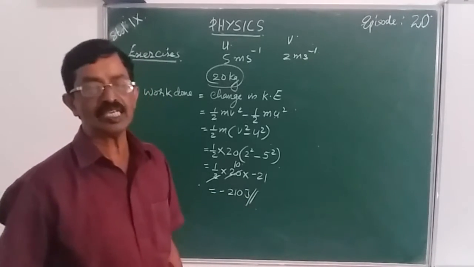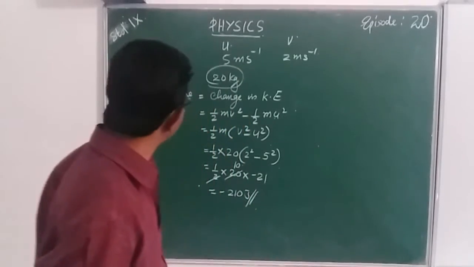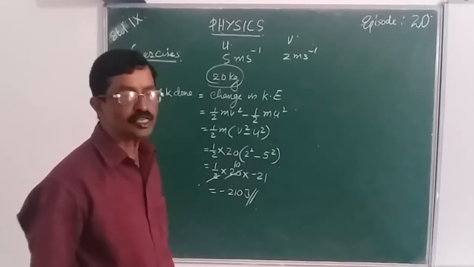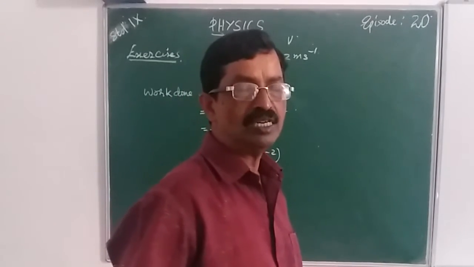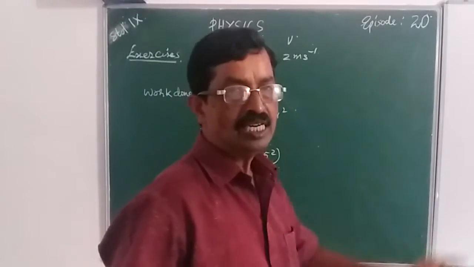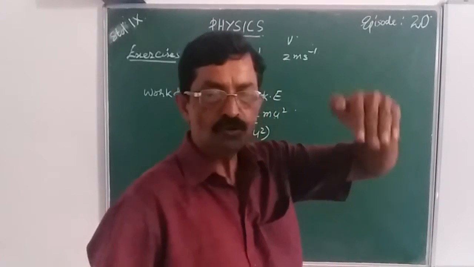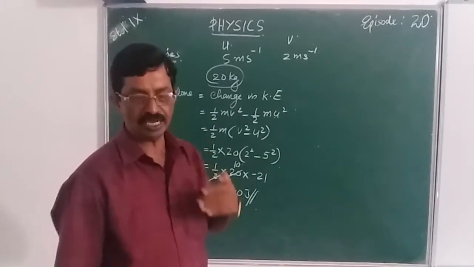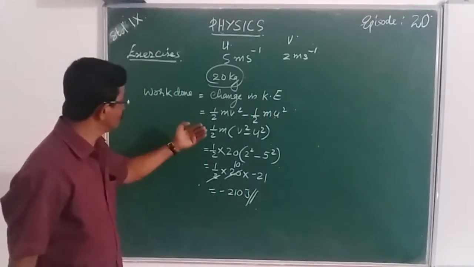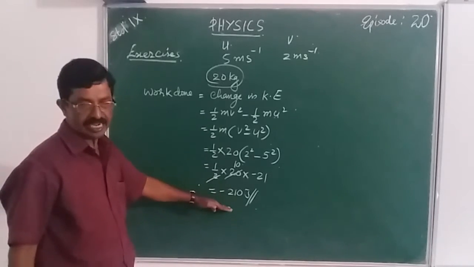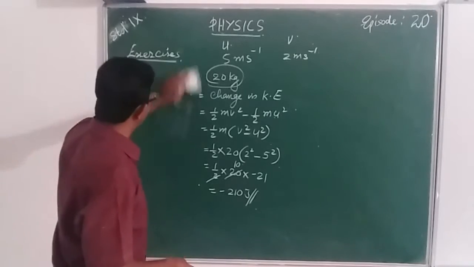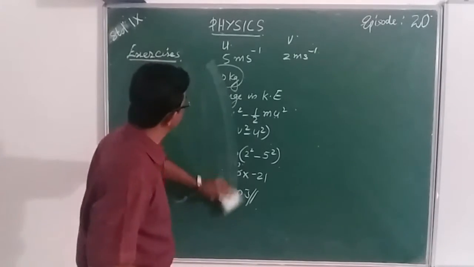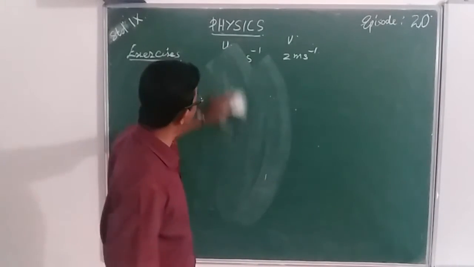This work is negative here because the force is opposing the motion of the body. That means the force tries to stop the body. Because of that, work becomes negative. This is the answer for question number 4.